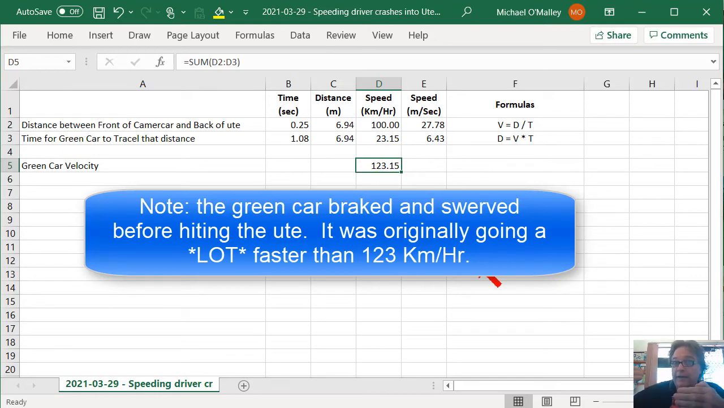And that's including their braking, because they were braking in that time as well. They slowed down a lot and they swerved. So they're actually doing well over 123. They're probably doing well over 140, would be my guess, the way they were driving like such idiots.